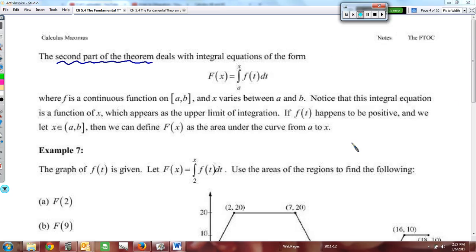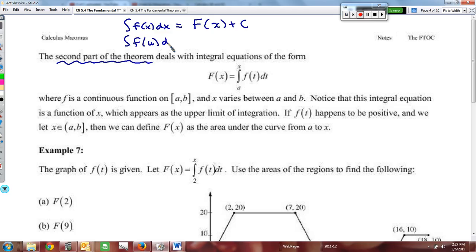Okay, now for the second part of the fundamental theorem of calculus. Before I jump into this, I just want to make a note to you that if we're doing an antiderivative of f of x dx, its antiderivative is F of x plus c. But does it really matter what variable we're using? As long as u and du match, this would be F of u plus c. If it was the integral of f of t dt, then it would be the antiderivative F of t plus c. That should not bother us that we are changing our variable there.